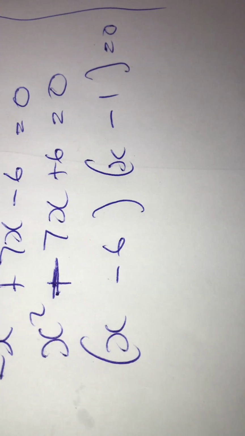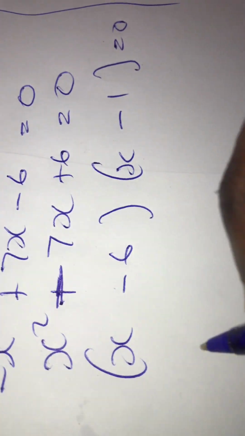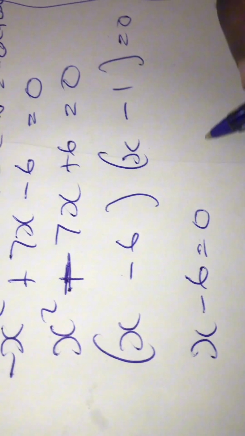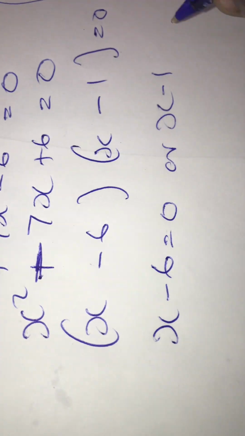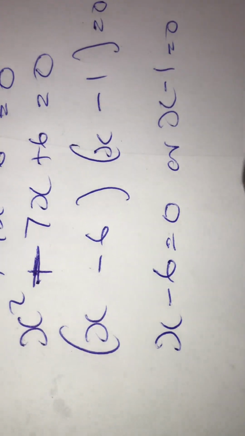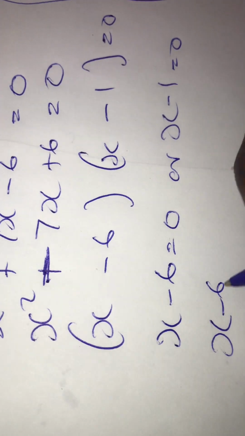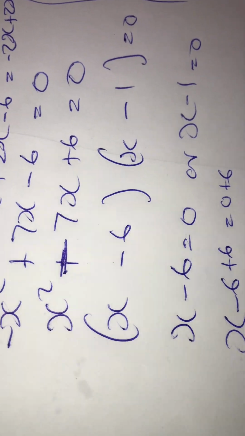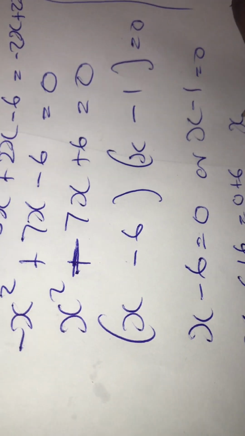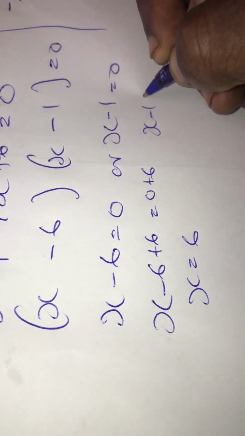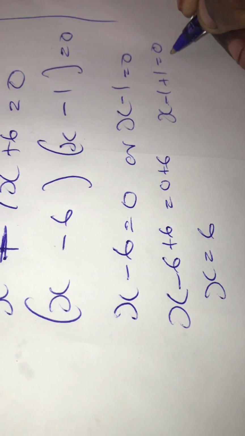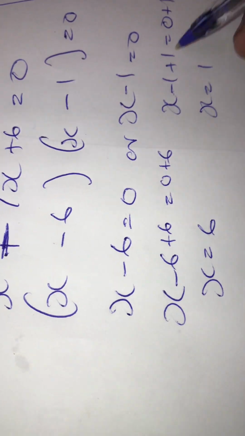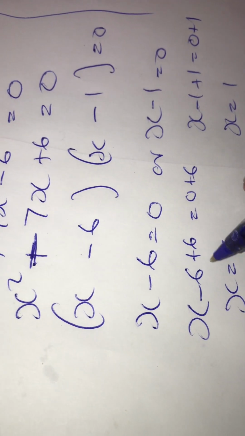We know that all our factors are equal to 0. Then we solve for our x: x minus 6 is equal to 0, or x minus 1 is equal to 0. And then we have to solve it. We have minus 6 plus 6 is equal to 0 plus 6. Then our x is equal to what? 6. Then we have x minus 1 plus 1 is equal to 0 plus 1. Then x is equal to what? 1.